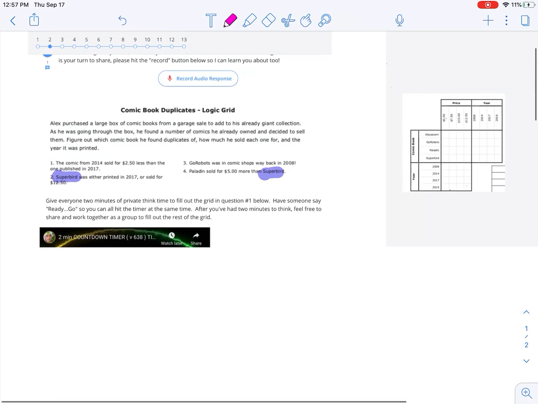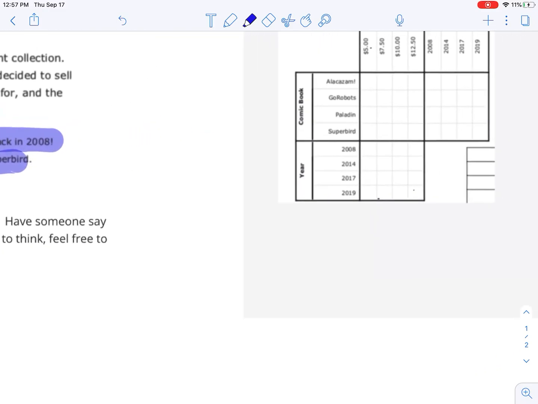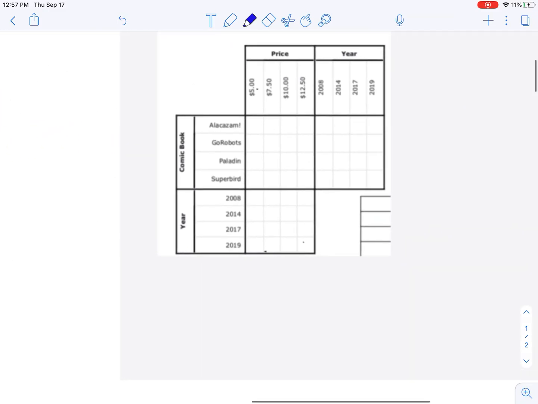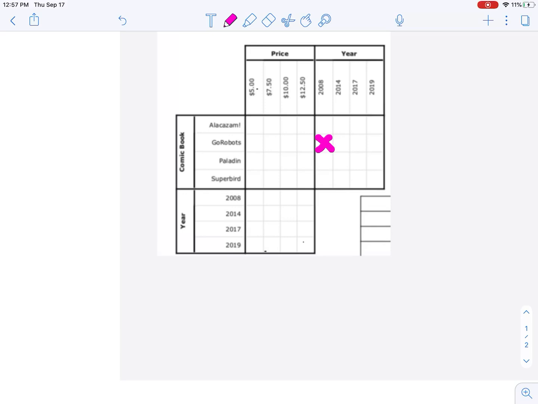Okay, so I'm going to look over here at the grid, and I also want to mark the easy part of the problem, which is 3. They just straight up tell you Go Robots was in comic shops in 2008. So I'm going to take Go Robots, 2008. All right, so I'm just going to mark that in there because I know that straight up.